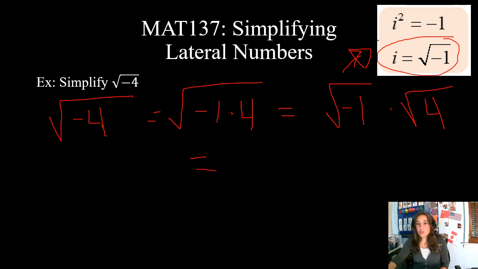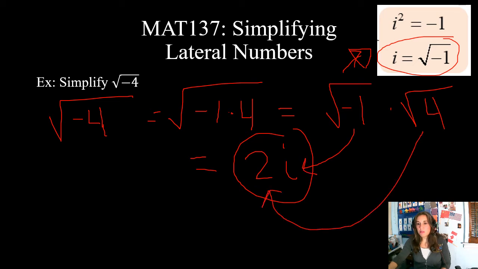The square root of 4 is 2. So my square root of 4 is going to become 2, and my square root of -1 is going to become i. And you always want to write the i to the right of the number. So this simplifies to 2i, right? Because the square root of -1 simplifies to i, and the square root of 4 simplifies to 2.